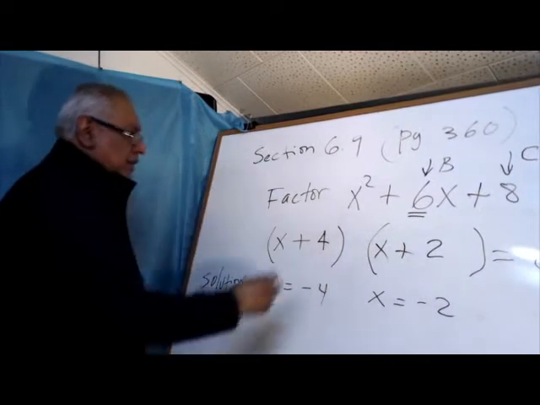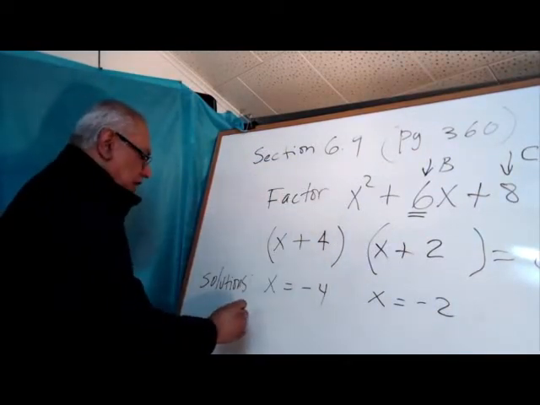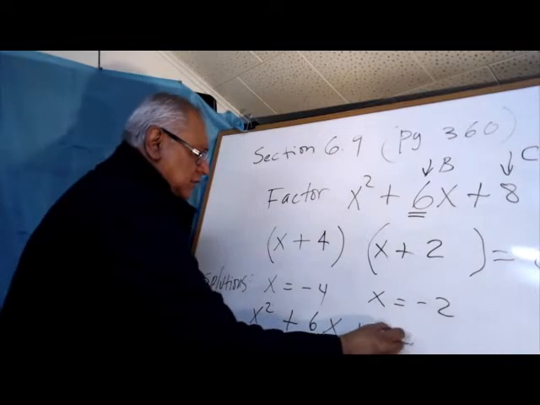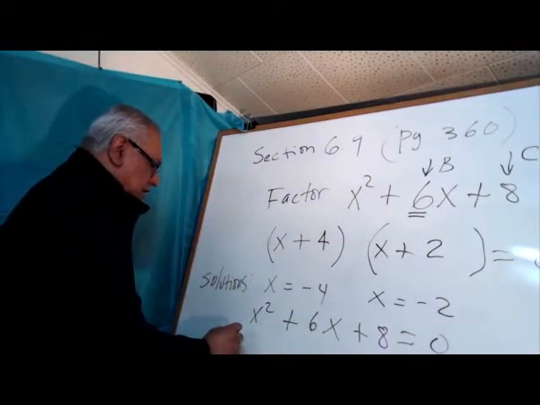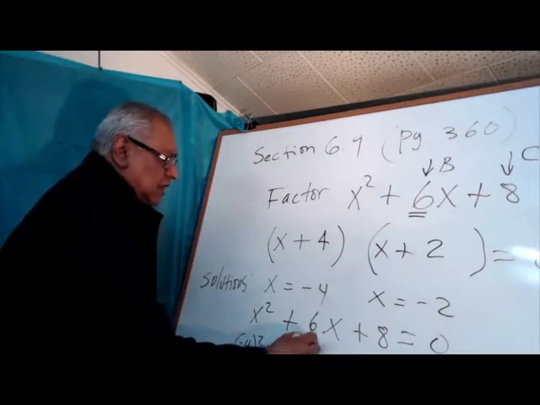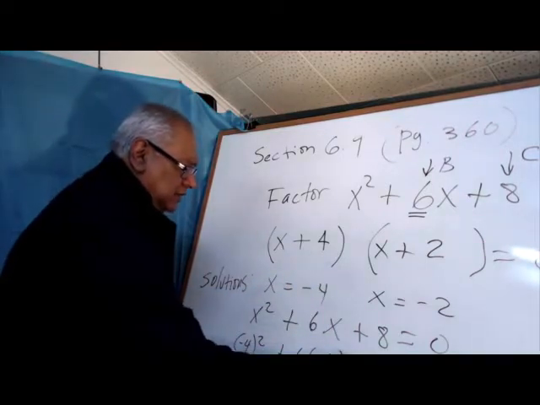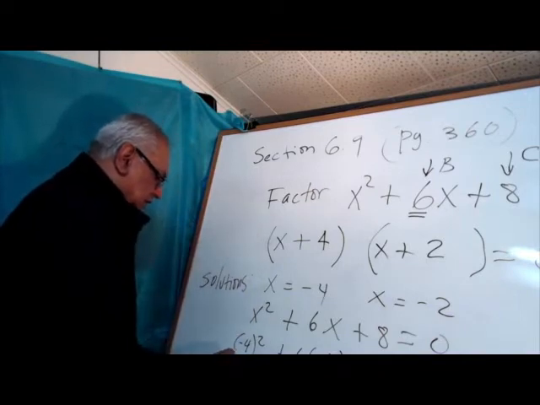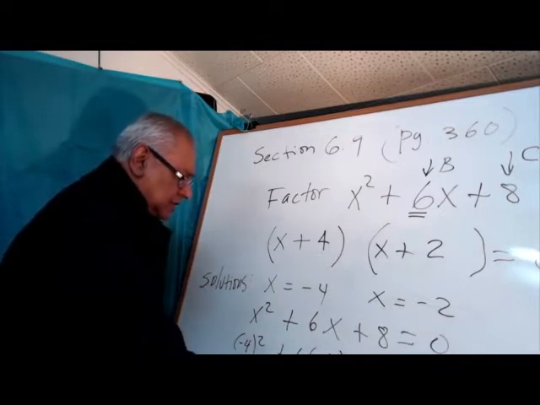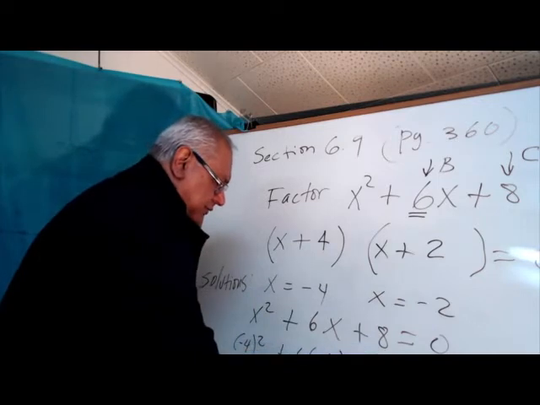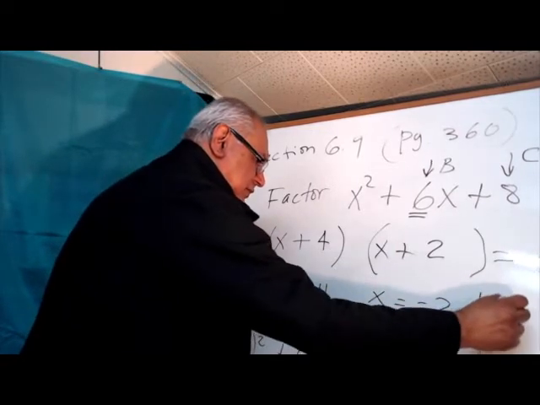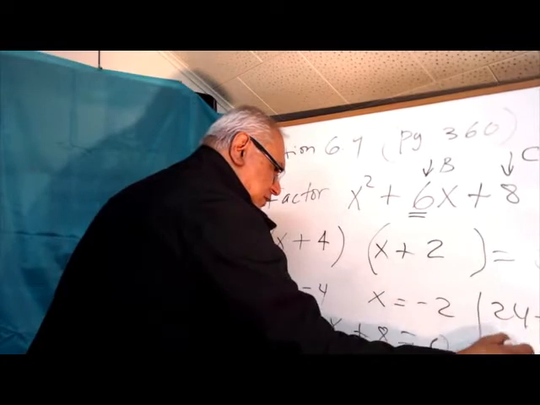And so we need to go back to the equation over here. We have x squared plus 6x plus 8 is equal to 0. We plug in the -4 and we get: minus 4 squared plus 6 times minus 4 plus 8 is equal to 0. This is 16, this is minus 24, plus 8, and that is equal to 0. That's what we're checking. And we know that 24 minus 24 is equal to 0. So the answer checks.